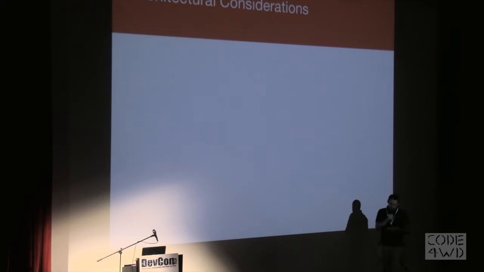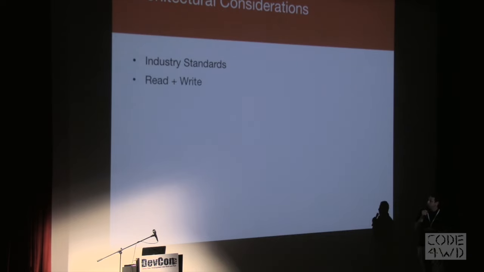All right, so let's talk about some architectural considerations that we took when we first decided to develop this API. It was very important for us from day one to use industry standards because we didn't want to reinvent the wheel. Our main goal was to allow other partners to use this API. It's impossible for us to teach others how to do something that's not standard. It was very, very important for us to be able to do both read and write through this API.